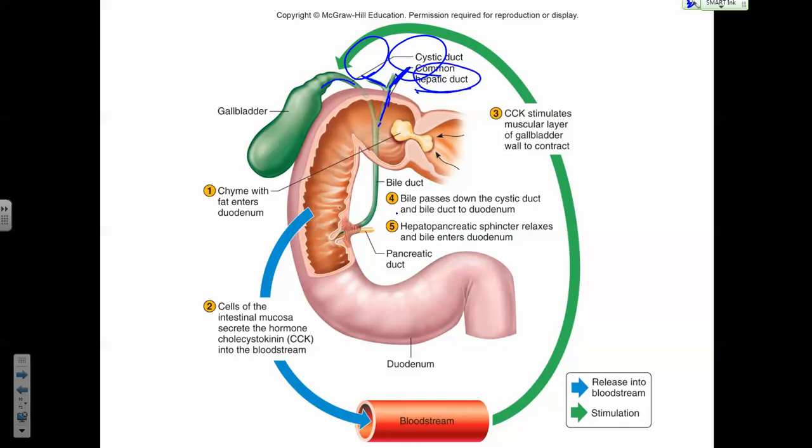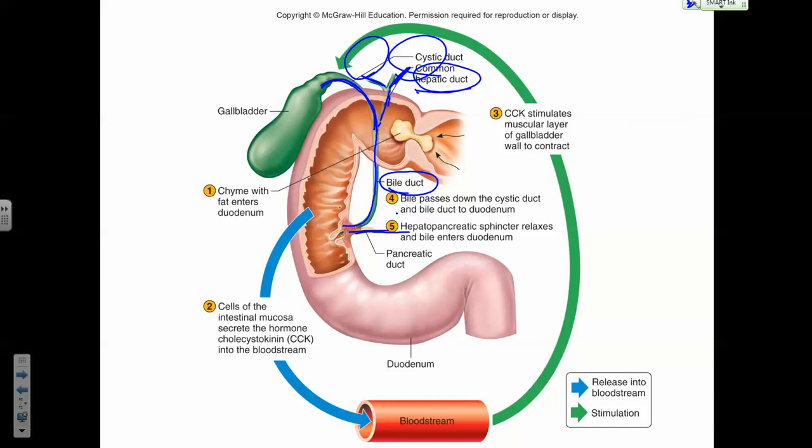And then it connects with the cystic duct coming out of the gallbladder to form the really long one called the common bile duct. Okay? And so, do you see how the common bile duct empties through the same place the pancreatic duct empties through, that sphincter of Oddi, or hepatopancreatic sphincter? Okay.